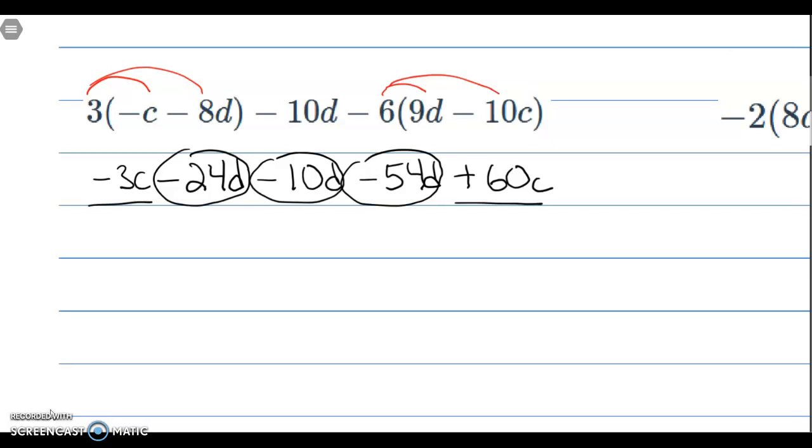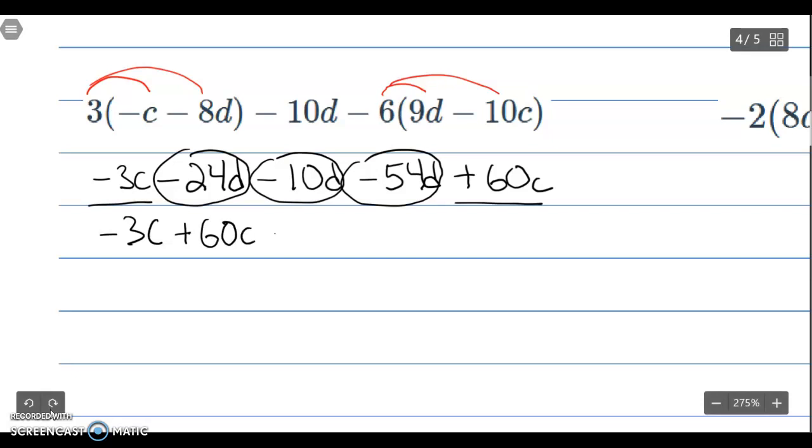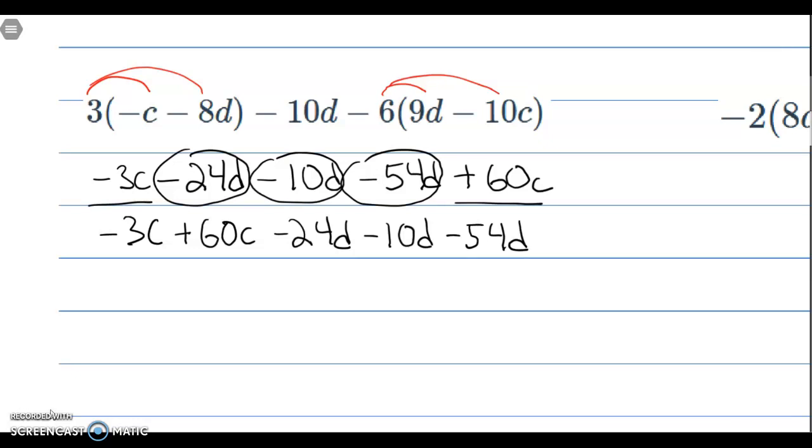To simplify these, I'm just going to reorder them. I'm going to move this 60c over here and slide all these down so it's all in order. So we've got negative 3c, right beside the positive 60c, and then negative 24d, negative 10d, and negative 54d. Same order, really, just moving that 60 in front. Now the c's are right by each other and the d's are right by each other, and we're just going to add them together.